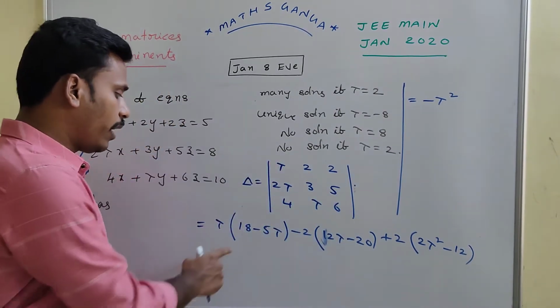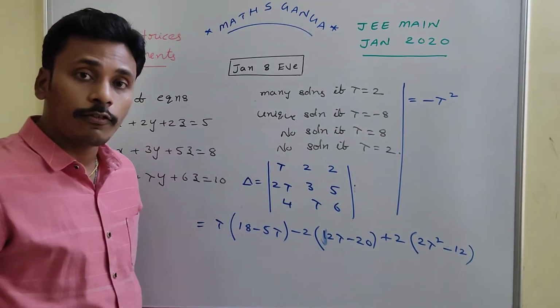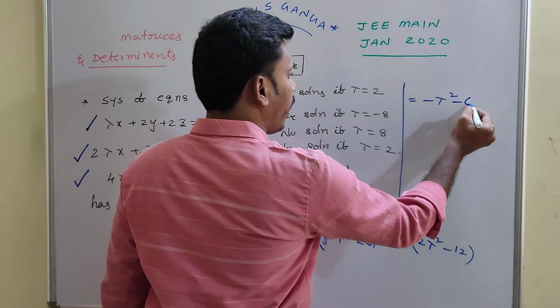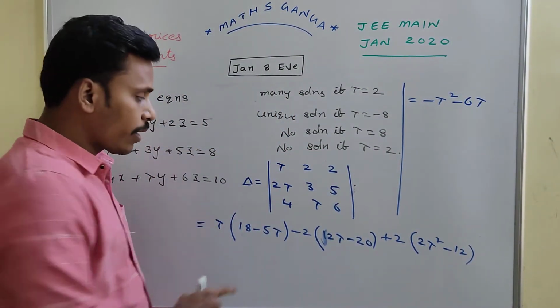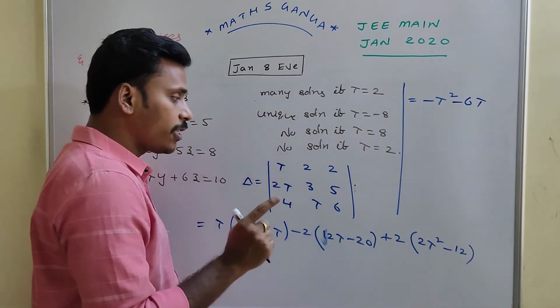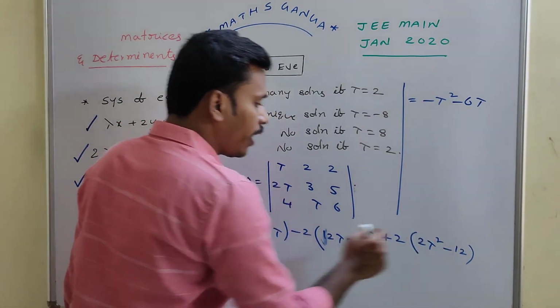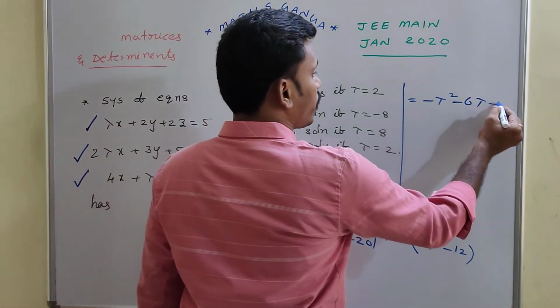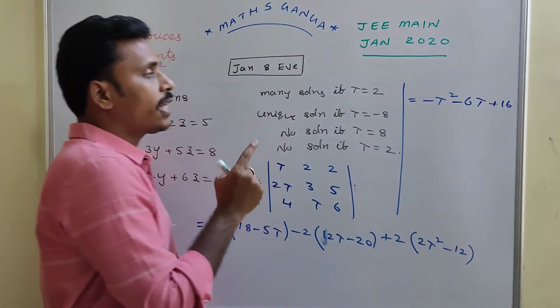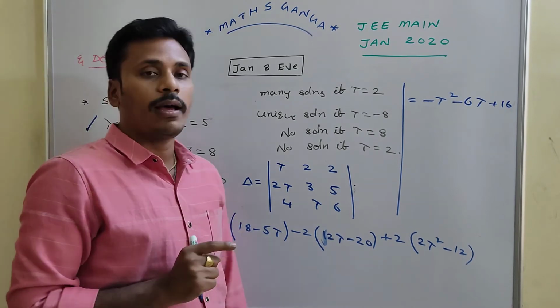There is no lambda term there. 18 lambda minus 24 lambda is just what? Minus 6 lambda. Then think about the constant. Here there is no constant, and here minus 2 into minus 20 is plus 40, and then it is minus 24. 40 minus 24 is plus 16, I think so. Okay, so minus lambda square minus 6 lambda plus 16.